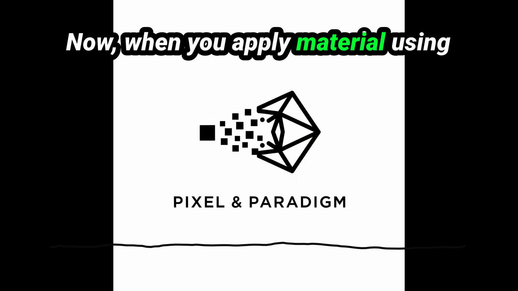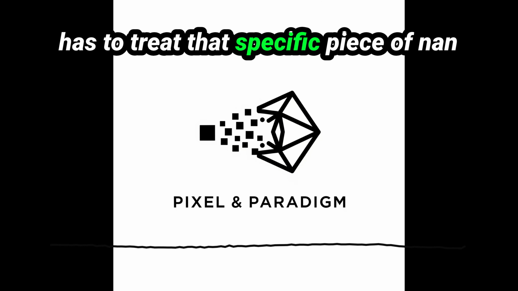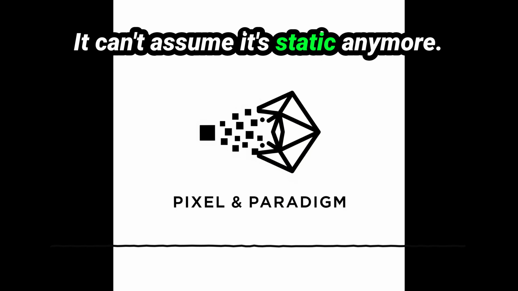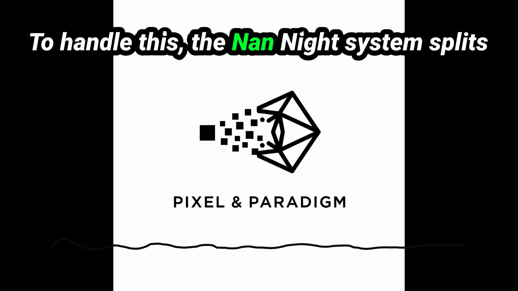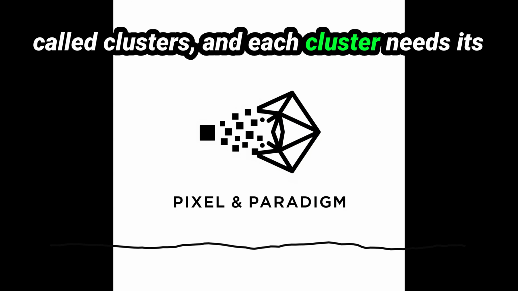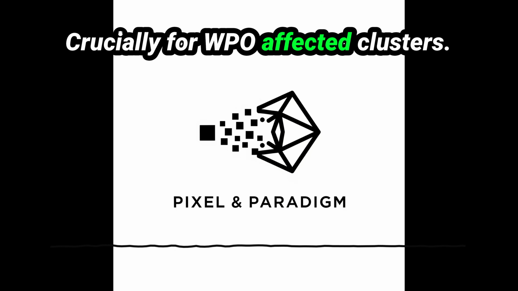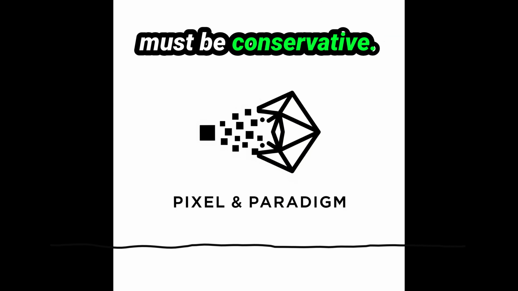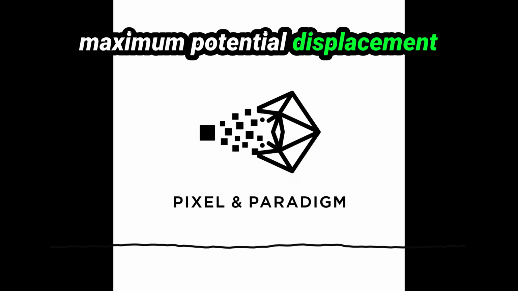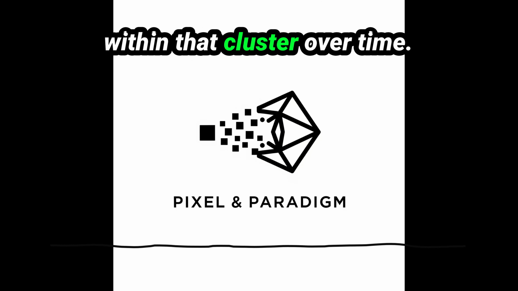Now, when you apply a material using WPO to a Nanite mesh, Unreal Engine has to treat that specific piece of Nanite geometry as dynamically deforming. It can't assume it's static anymore. To handle this, the Nanite system splits the mesh into smaller processing units called clusters, and each cluster needs its own bounding box for culling purposes. Crucially, for WPO-affected clusters, these bounding boxes must be conservative. They have to be calculated to be large enough to encompass the maximum potential displacement that the WPO calculation in your material might cause for any vertex within that cluster over time.